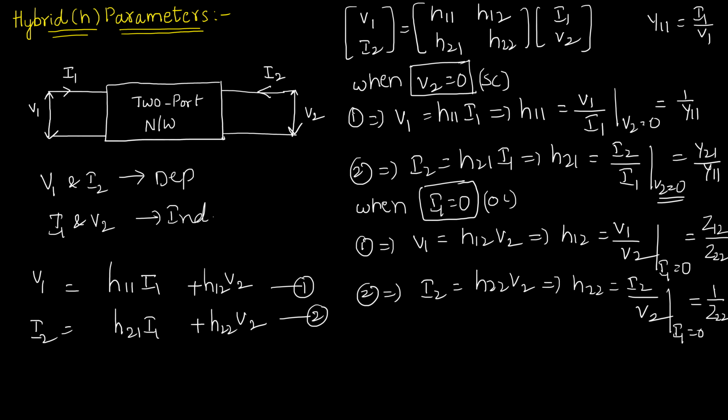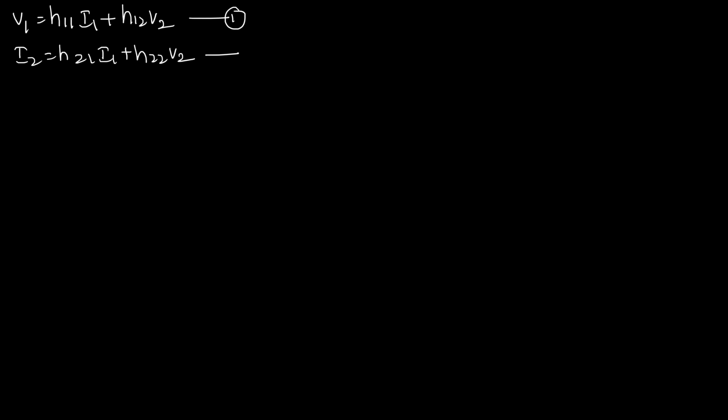Yes, we may. Let us go with the equivalent circuit. For our convenience, I'm writing the equations again here. That is V1 equal to H11 into I1 plus H12 into V2. This is the first equation. Next, I2 equal to H21 I1 plus H22 V2. Call it the second equation. Now let us represent these equations in their equivalent circuit form.